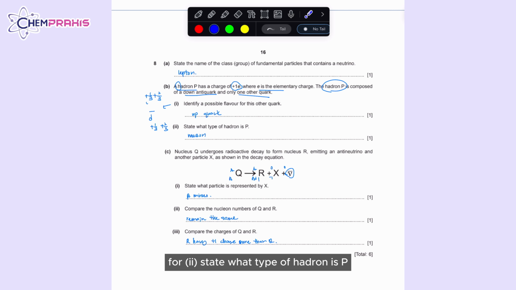For Roman 2, state what type of hadron P is. So you will have two hadrons that you need to know. One is the baryon, another one is the meson. Since this one is made of one antiquark and one quark, it will be the meson.